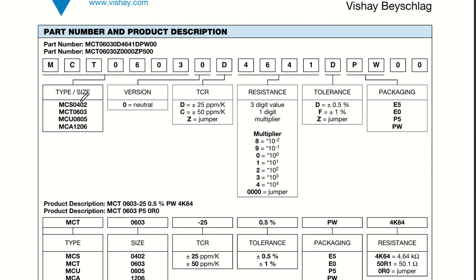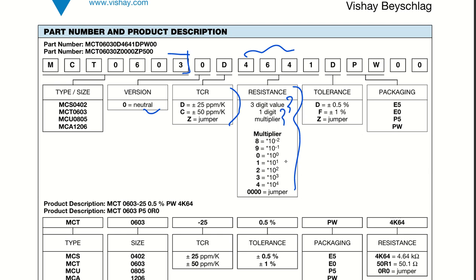In the same way, you have to understand that the first one is type and size. So the first 1, 2, 3, 4, 5, 6, 7 up to this point is the type and size. Then we have version 0. Then we have TCR, what TCR you want, either plus minus 25 or plus minus 50. So you can write it down accordingly. Then we have the resistance values. If you want me to write one down for you, you can write it something like this: 464.